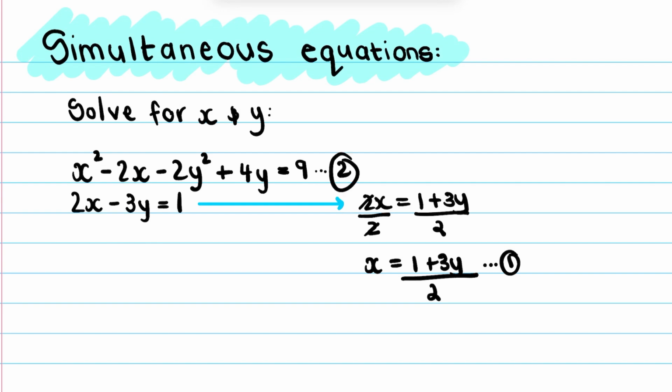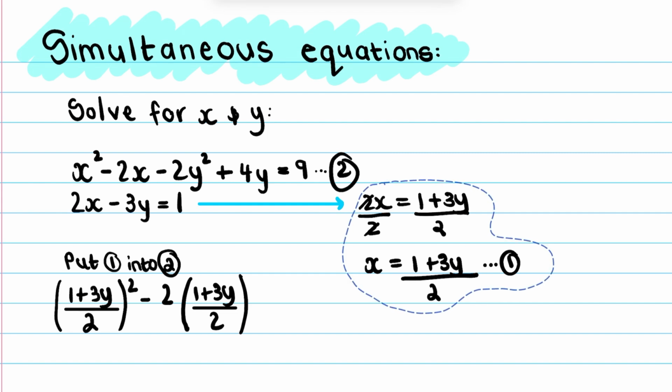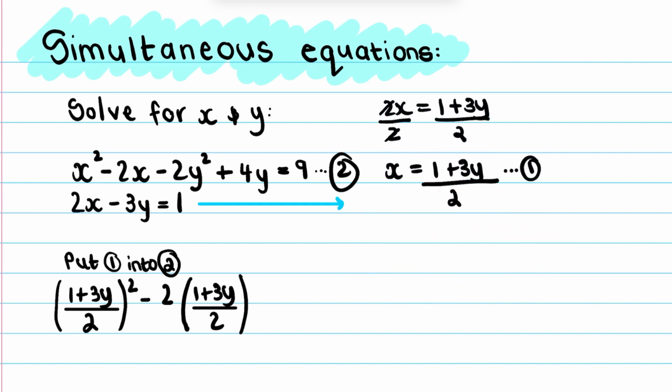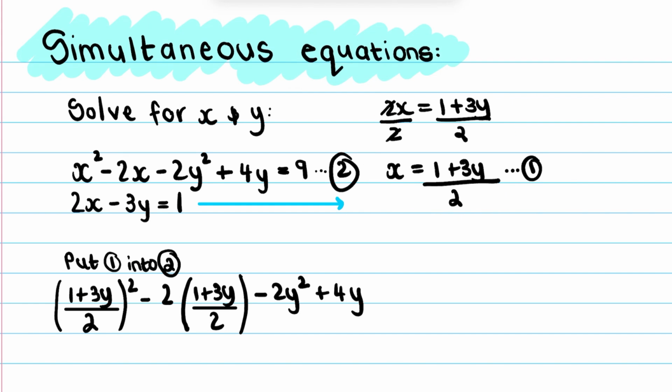And then I'm going to label my other one equation number 2. Excellent. Now, put 1 into 2. So wherever you see an x here, you are going to substitute this into it. So we're going to have bracket (1 plus 3y) over 2, squared, minus 2 times (1 plus 3y) over 2, close bracket. And then what I'm going to do is just move this up ever so slightly because I can see it's going to be in the way. So I'm just going to move it up here for now. So then I'm left with minus 2y squared plus 4y is equal to 9.